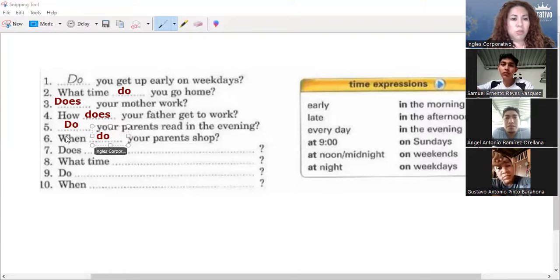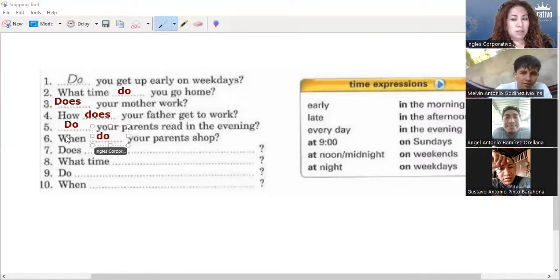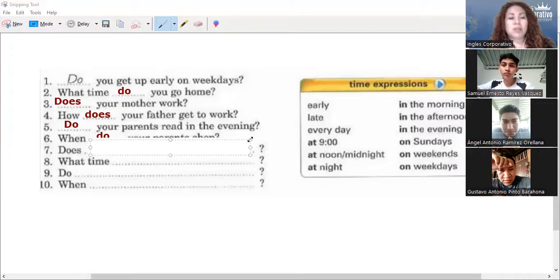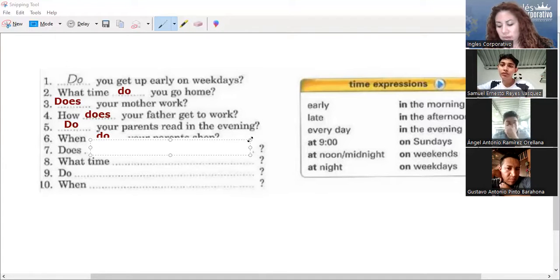Good. Do your parents read in the evening? Good. When do your parents shop? Good. Excellent. All right. Now let's make questions. Starting with does. What is the question you can ask with does?